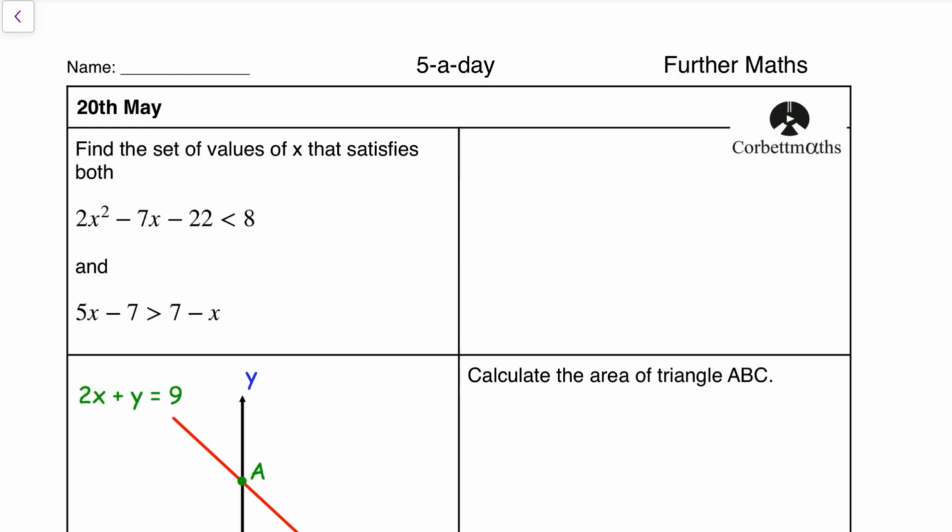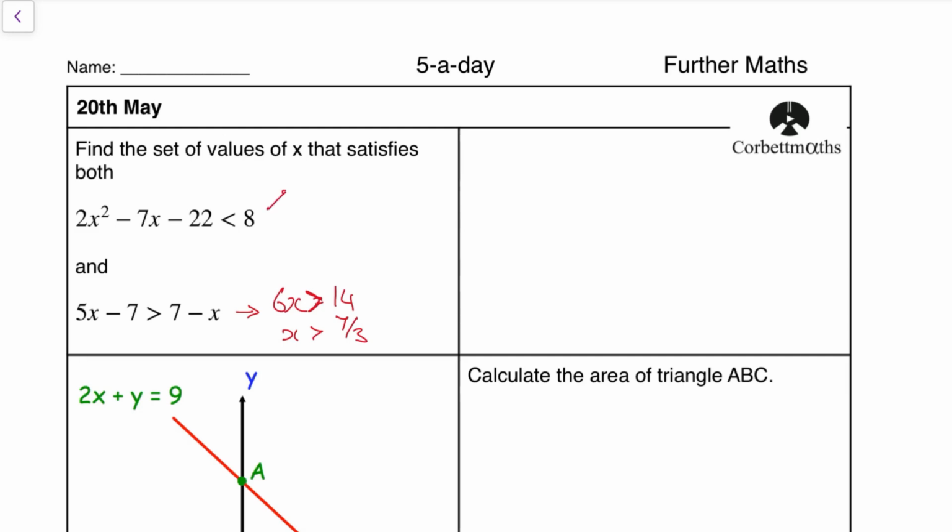Find the set of values of x that satisfies both. So I have two inequalities. I'm going to do this one first at the bottom because this looks a bit easier. I'm going to add x to both sides, which gives me 6x. I'm going to add 7 to both sides, which gives me 14. Let's put the inequality back in, which means that x is greater than 14 over 6, which is 7 over 3. So a relatively straightforward start on that one.